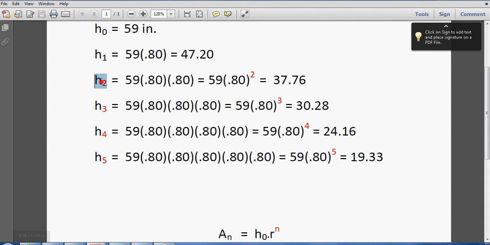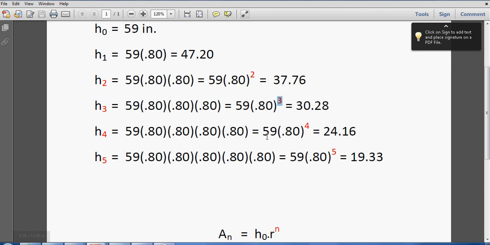If you notice here, my second rebound is also 59 times 0.8, which is exactly H1 times 0.8. Another way I can write that is 59, my original height, times 0.8 squared. My third rebound was H3. It is 59 times 0.8 to the third, which is 30.28. And if you notice here, each rebound number is the power that I'll raise my ratio 0.8 to. And again, this is a ratio that is changing each time by 0.8.